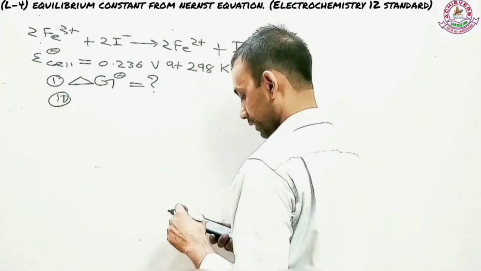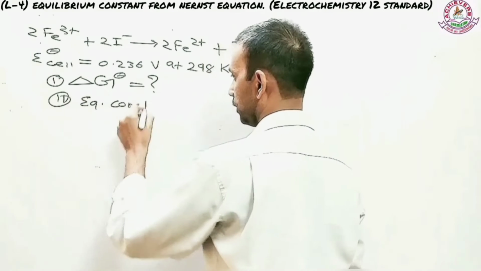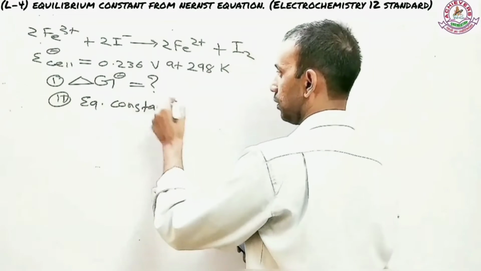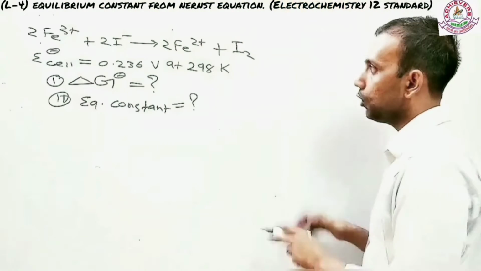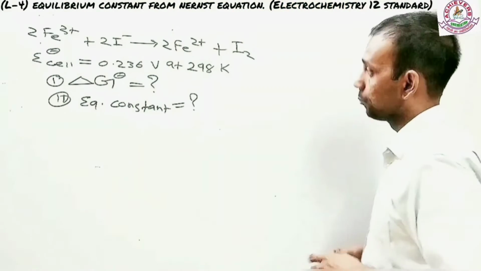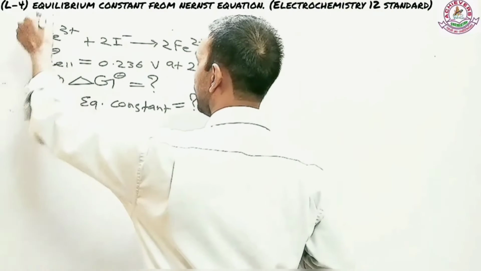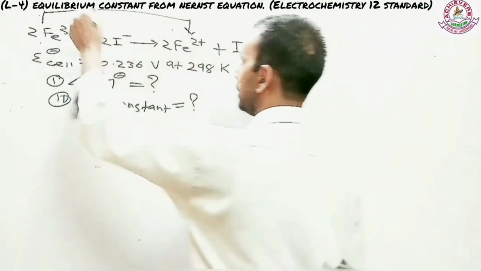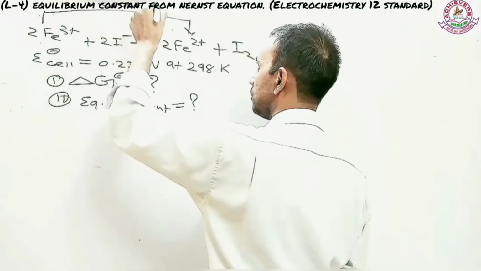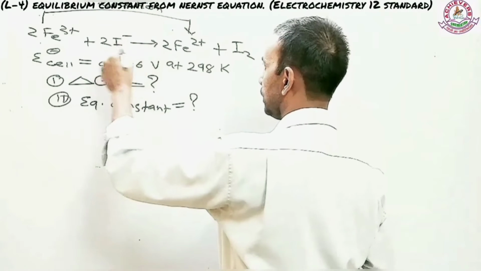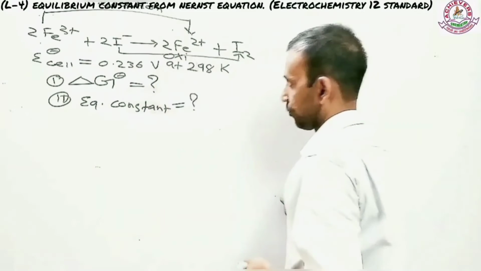And what next do we have? We have to find out the equilibrium constant. So that's the second question. So let me help you with that. I hope you already understand that iron is undergoing reduction, and iodine is undergoing oxidation.